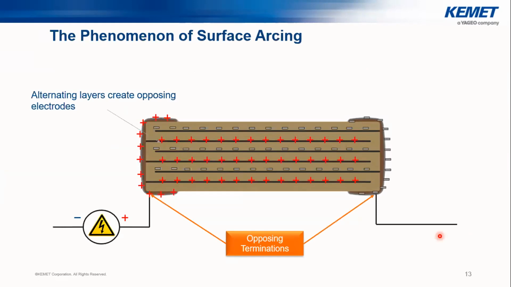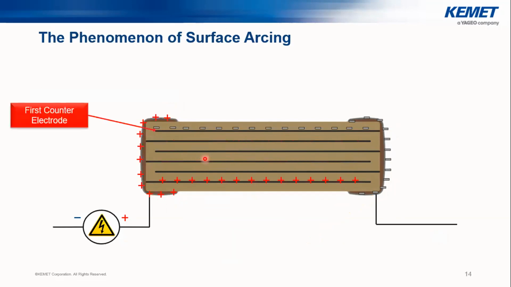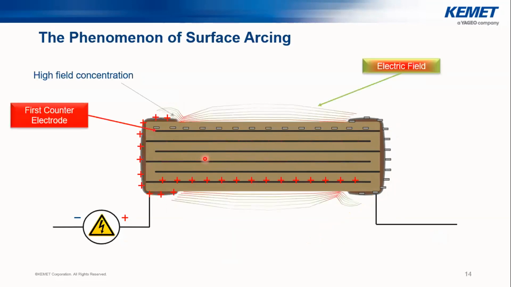When it comes to surface arcing, when you connect the part to the mains, to the voltage source, we can have an opposing termination. As you can see, with the connections of the layers to the terminations, we also have alternating layers creating opposing electrodes. If there were any failure or weak point in the insulation in between, we could even have internal arcing of the layers as well. But when it comes to surface arcing, we can explain that it can happen like this.